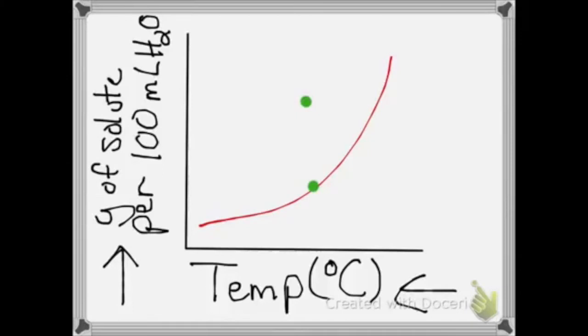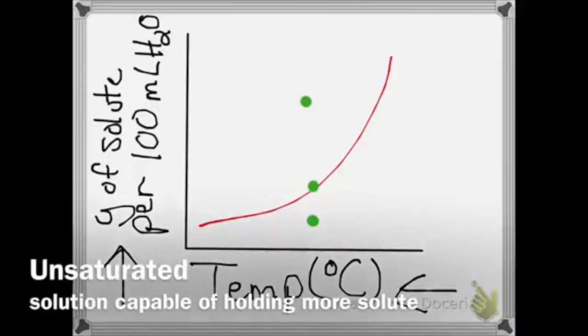So what do you think is going to happen if we add solute to a point where we're somewhere below the graph? So kind of like that? Well, I guess that would mean if you put it in there and it's all dissolved and nothing's on the bottom, theoretically, you can add more solute. I can put more sugar in the tea. Right. That's what's called an unsaturated solution. We haven't yet hit the maximum amount we can add.